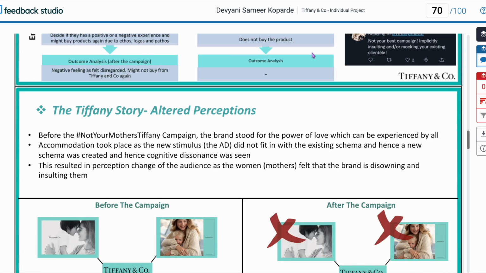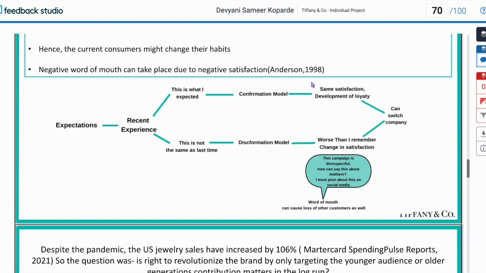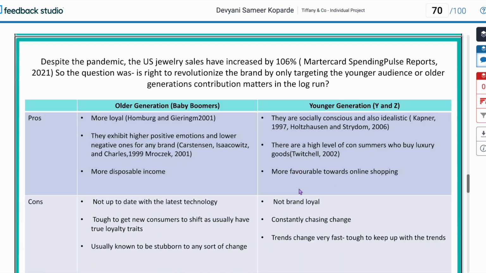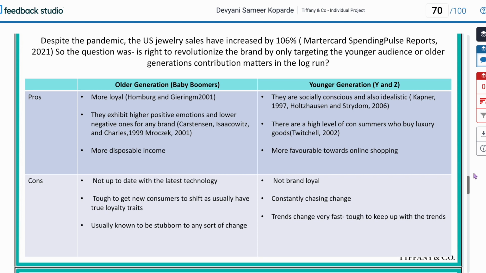So everything is going in a flow right now. So okay, what happened, why it's happening, things like that. Now I have talked about the differences between the generations. First we need to understand the question: is it right to revolutionize the brand by only targeting the younger audience, or does the older generation's contribution matter in the long run?